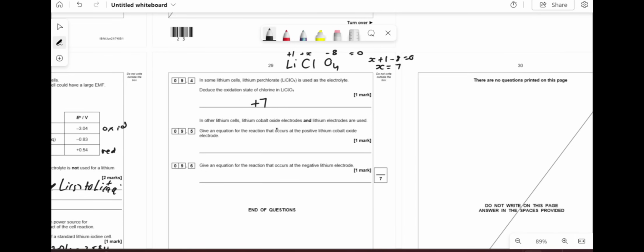In other lithium cells, lithium cobalt oxide electrodes and lithium electrodes are used. Give an equation for the reaction that occurs at the positive lithium cobalt oxide electrode. Right, now this is a specific example AQA requires you to know. So the positive one is going to be Li+ plus CoO2 plus e- goes to LiCoO2. Give an equation for the reaction that occurs at the negative lithium electrode. It's going to be Li(s) goes to Li+(aq) plus e-. And there you go. Thank you very much.